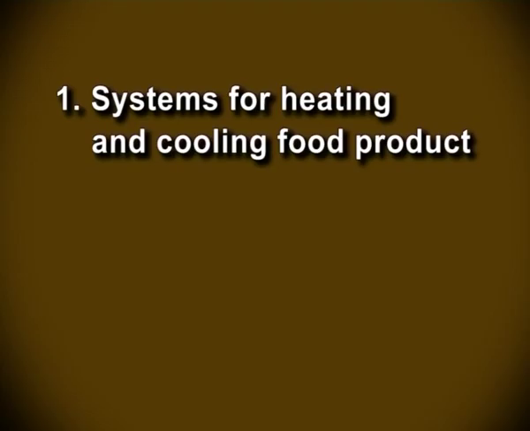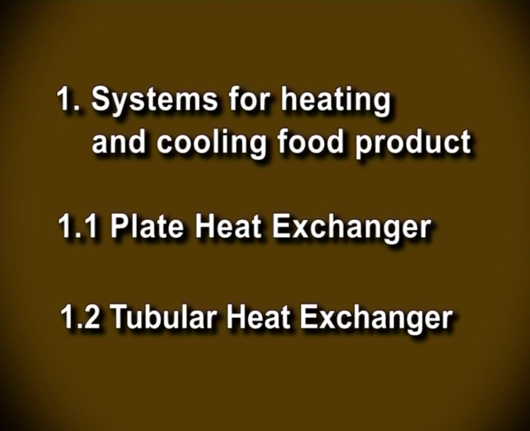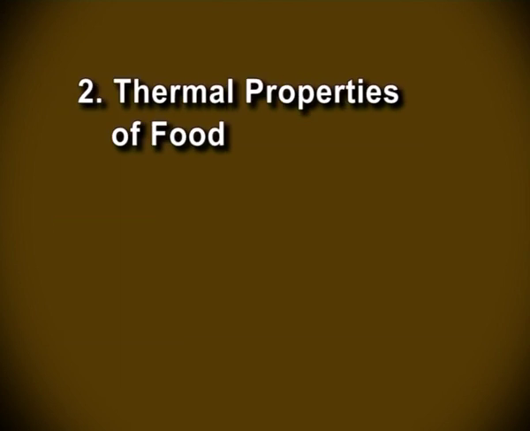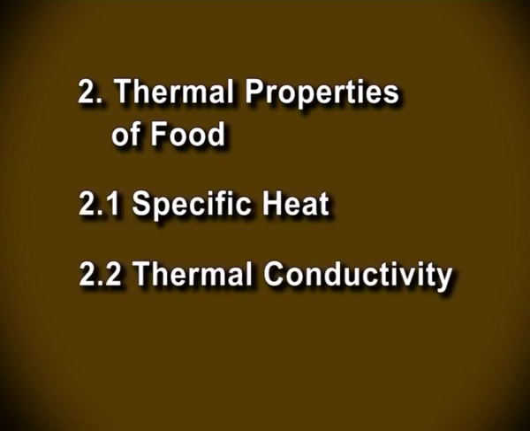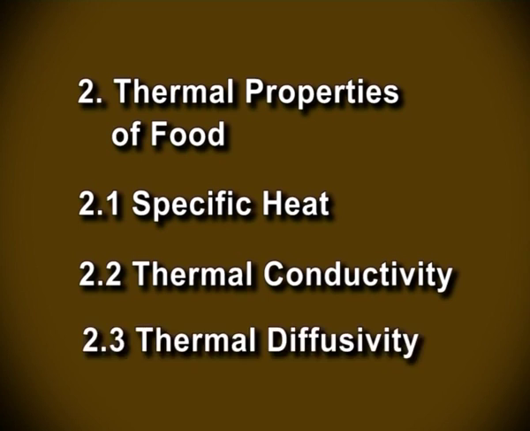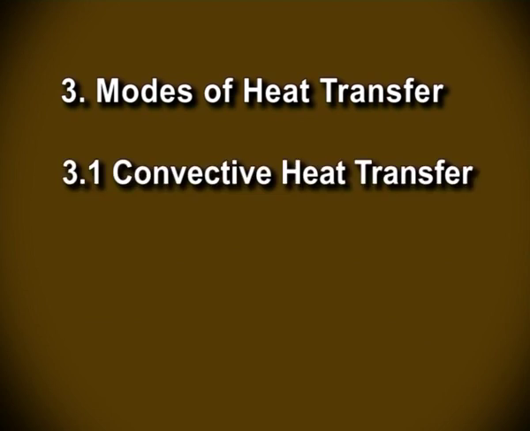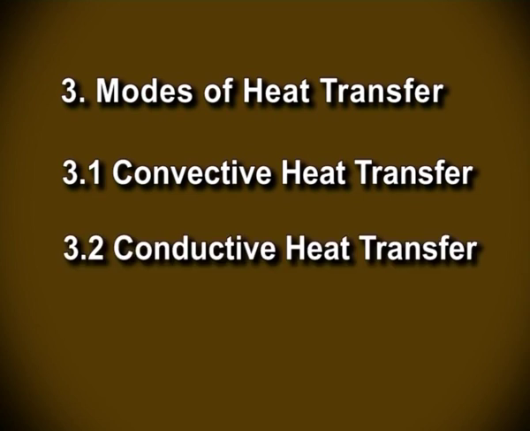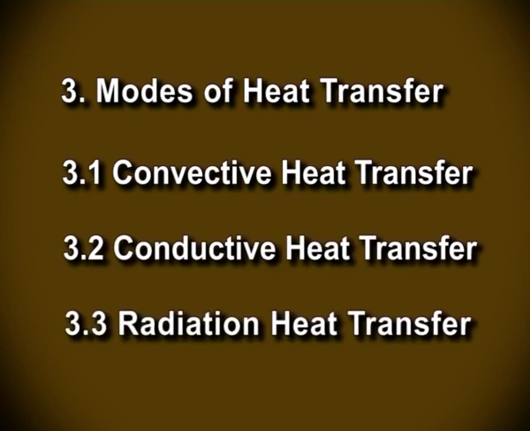covered. Contents. First one, systems of heating and cooling food products. Under this, we will be studying plate heat exchanger and tubular heat exchanger. Second one, thermal properties of food. Under this, we will be studying specific heat, thermal conductivity and thermal diffusivity. In the third subtopic, we will be studying modes of heat transfer. Under this, convective heat transfer, conductive heat transfer, and finally radiation heat transfer.